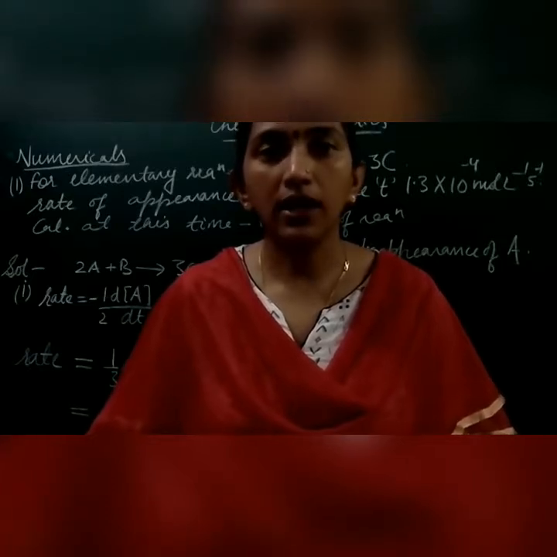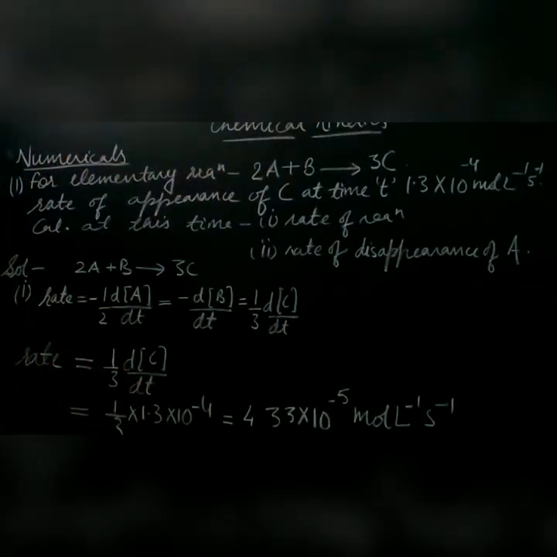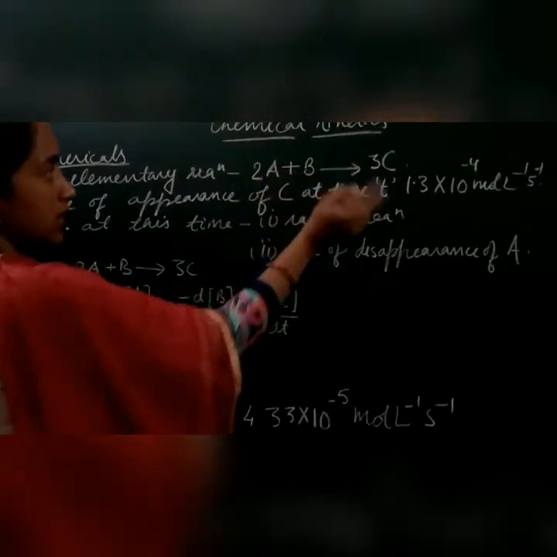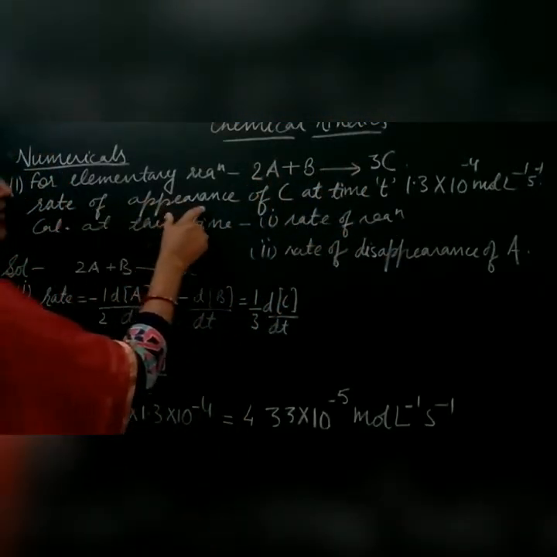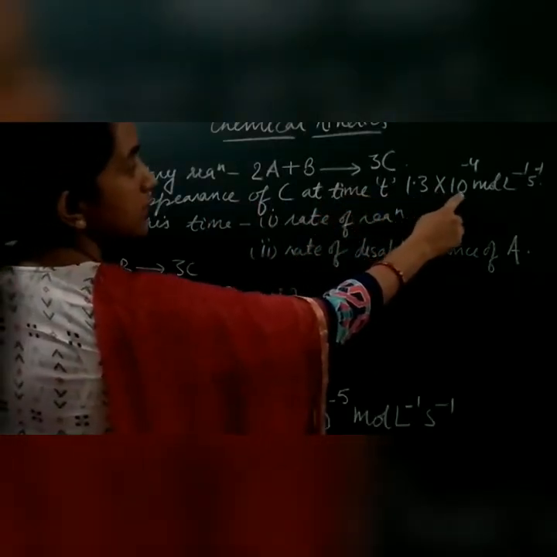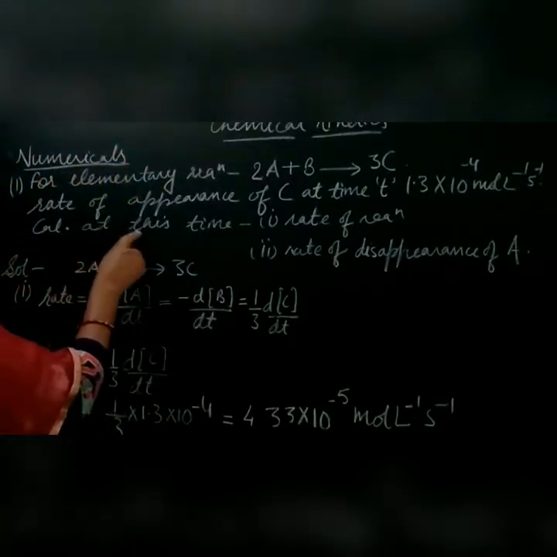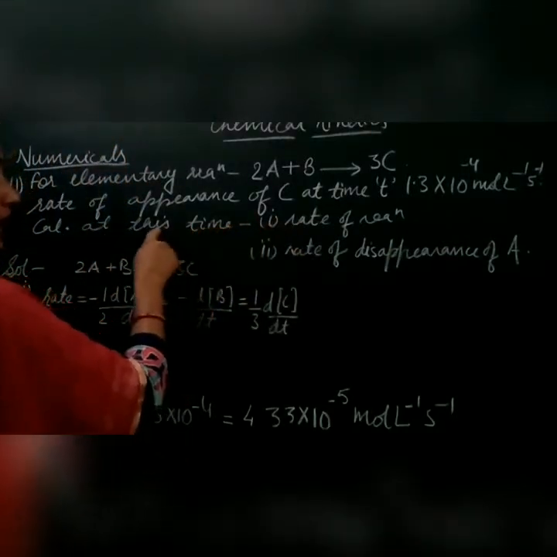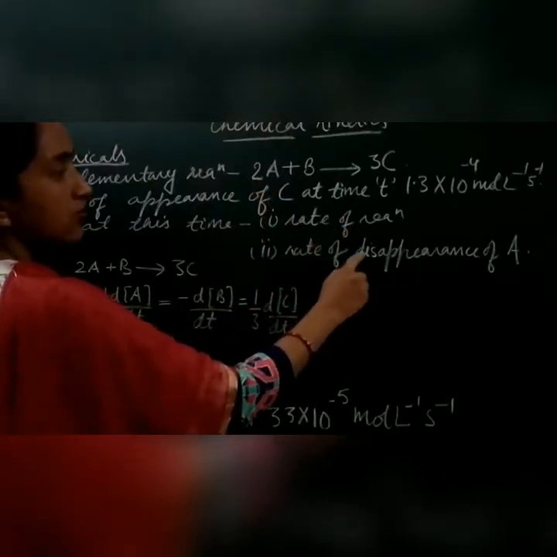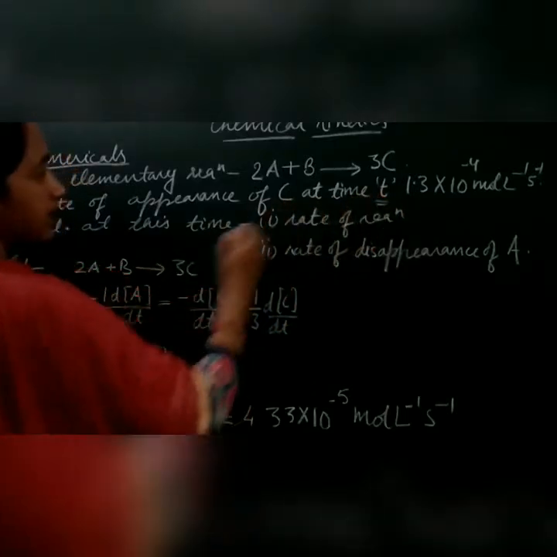Now let's start with the numerical. The first one is that for elementary reaction 2A plus B gives 3C. This is the reaction which is given to us, right? The rate of appearance of C at time t is 1.3 into 10 to the power minus 4 mole per liter per second. Now we have to find out the rate of reaction and the rate of disappearance of A at this time t.